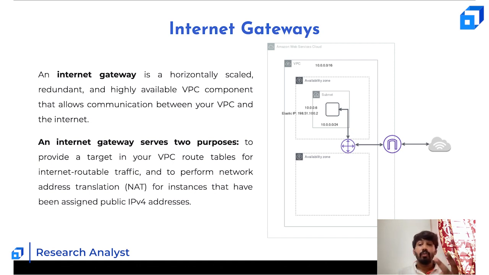So an internet gateway serves two purposes. First, to provide a target in your VPC route tables for internet routable traffic. So it will create a target for your resources. When a resource is trying to access the internet, it can use that route, which would be the internet gateway, to communicate with the internet. And the second one is to perform network address translation for instances that have been assigned public IPv4 addresses. So for the instances which have public IP addresses, the internet gateway can do NAT, that is network address translation, in order to make sure they communicate with the internet.